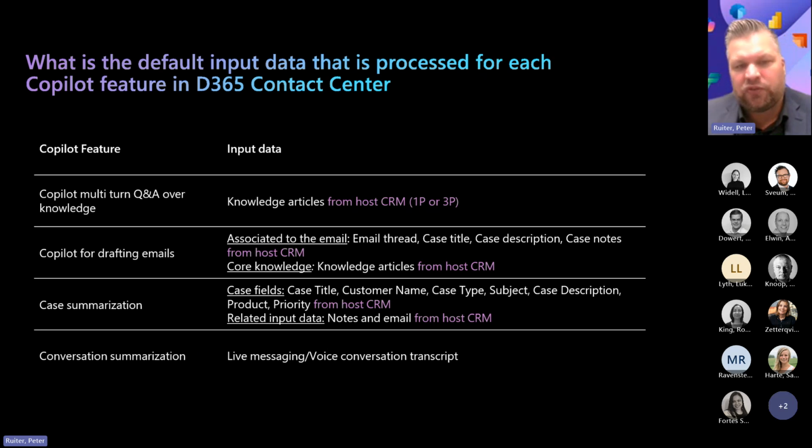For drafting emails, it will use all of the email threads, the case, the description, the notes from the host CRM, meaning that it could be Salesforce, could also be Dynamics itself. Case summarization, same thing from the host CRM, and for the summarization, it uses that conversation transcript. Right?